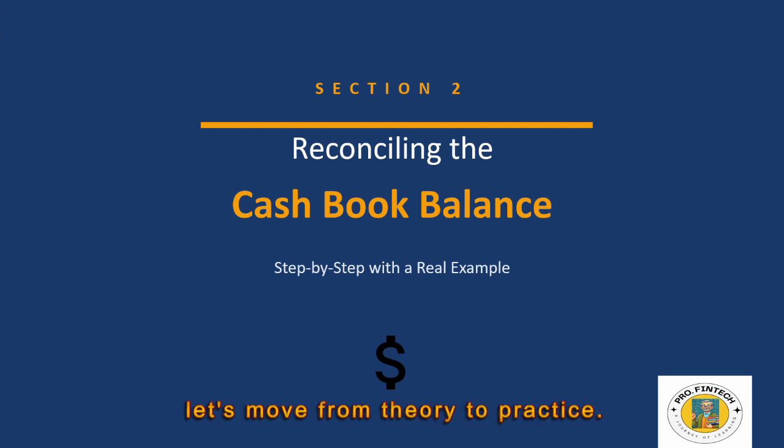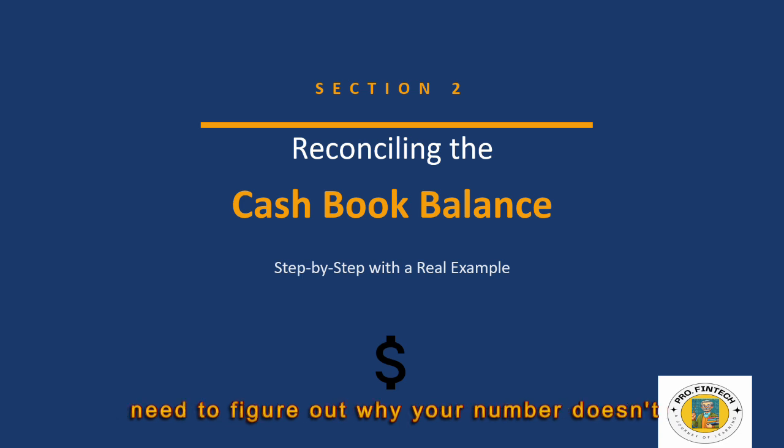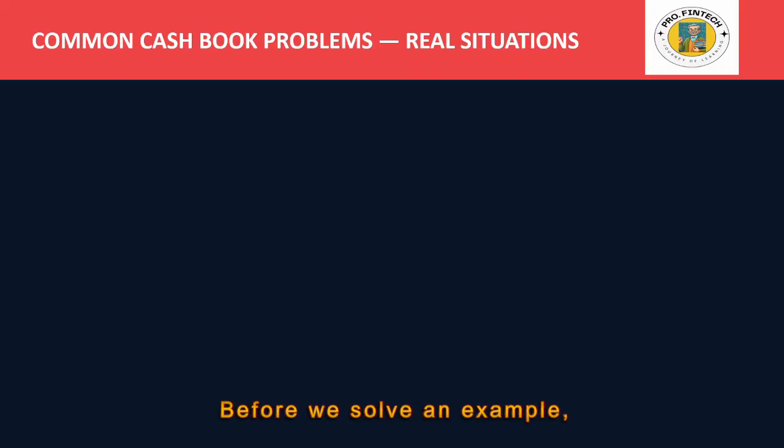Alright, let's move from theory to practice. In this section, we are going to look at the most common type of reconciliation. When you have a positive cash book balance, meaning you believe you have money in the bank, and you need to figure out why your number doesn't match the bank's number. Before we solve an example, let's look at the kinds of problems you will actually encounter.